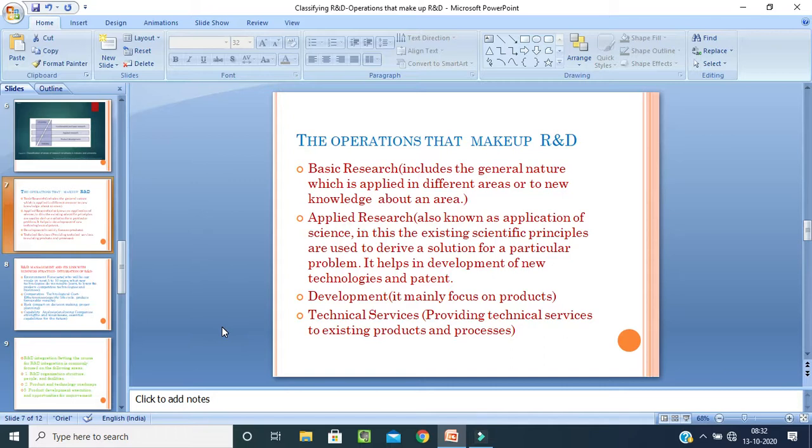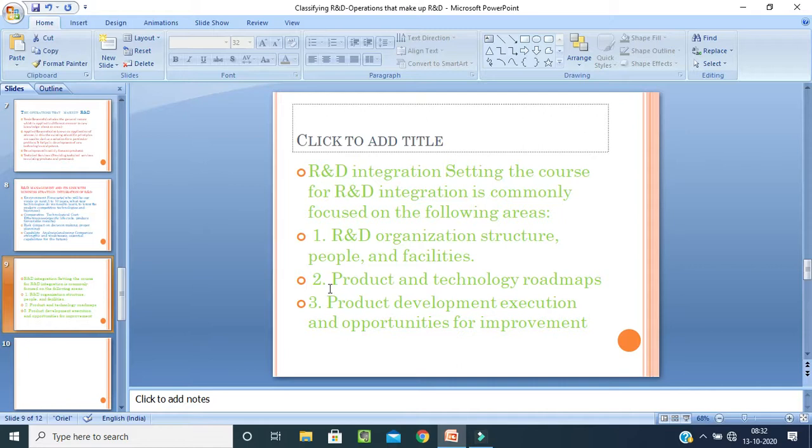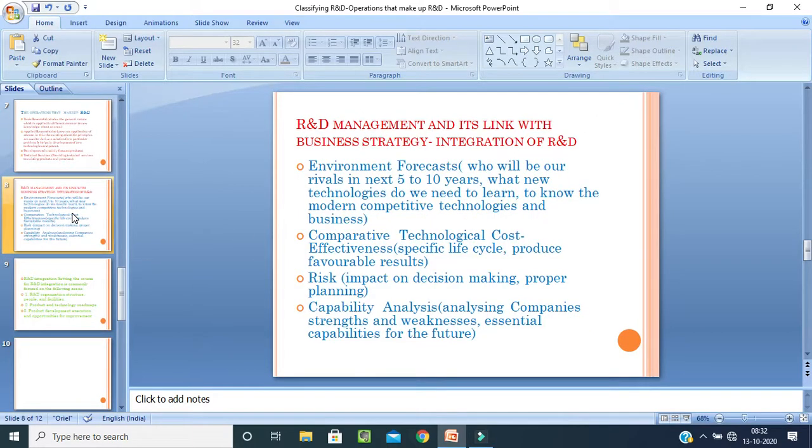Coming to technical services, this research helps provide technical services to the existing products, processes or services. Whatever services we have for the existing product or service, it will provide technical support so that it is helpful for our product. Now we will go to the next topic, how R&D integration takes place. Before that, I want to focus on an important term.